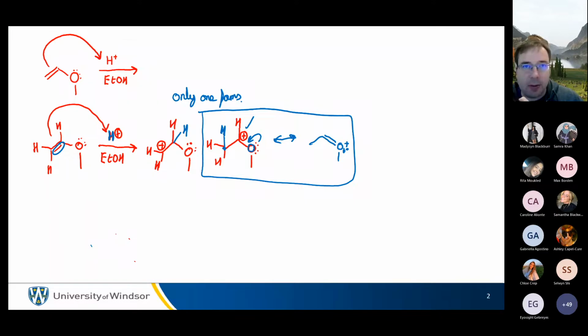Yeah, resonance does dominate. Hyperconjugation is of secondary importance.